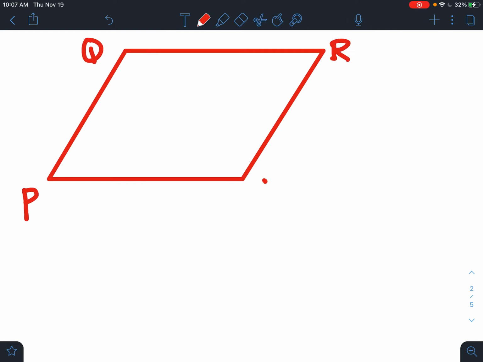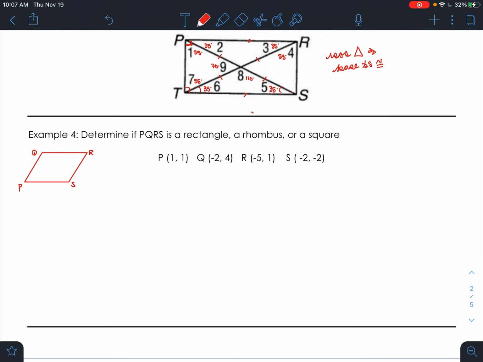Just make sure whenever you're labeling, it doesn't matter where you start as long as you go in a clockwise fashion. Okay. So it says to determine if PQRS is a rectangle, a rhombus, or a square. There are multiple ways of doing this, but if you were going to look at the actual sides, like PQ, QR, RS, and PS, we would have to use the slope formula and the distance formula. If you concentrated on the sides, you would have to do the slope formula 4 times and the distance formula 4 times to see if the sides were perpendicular and then to see if the sides were congruent. I think that's a lot though.